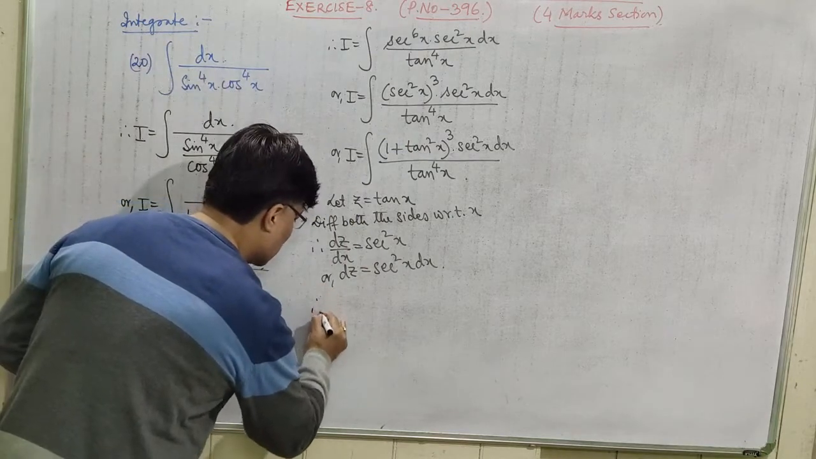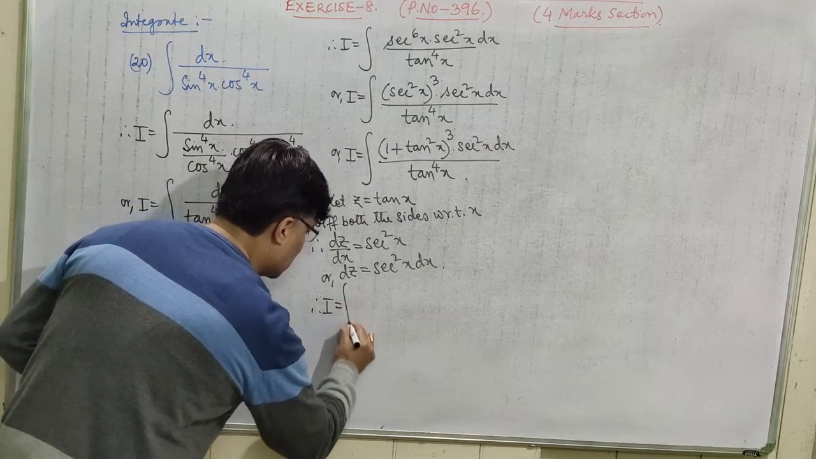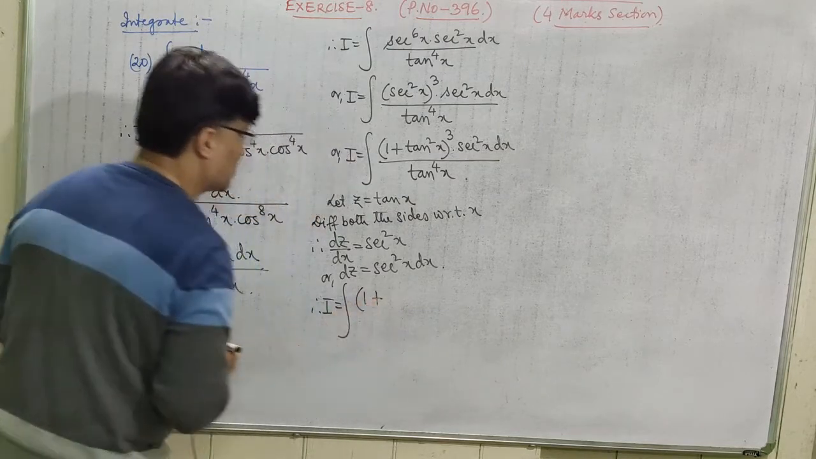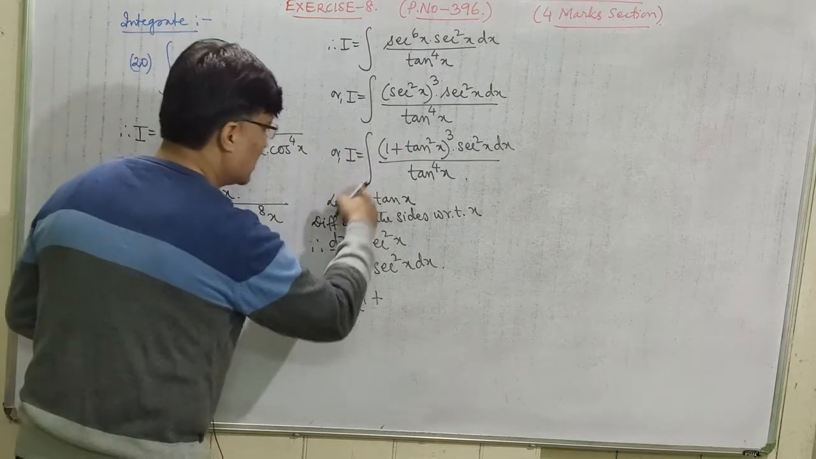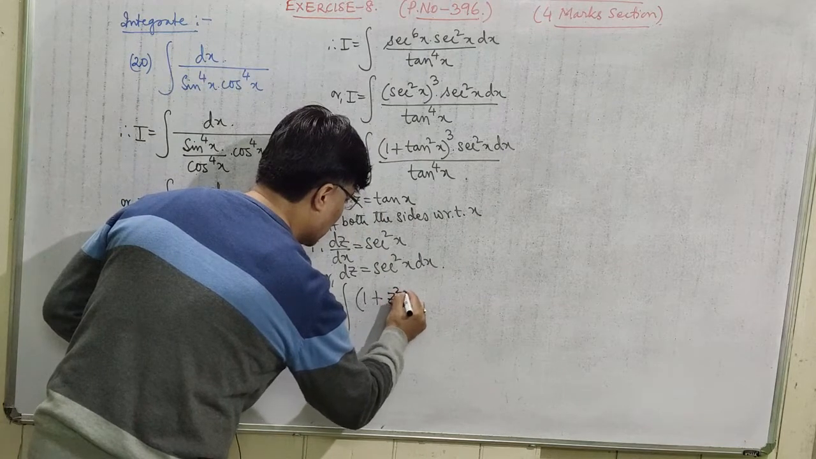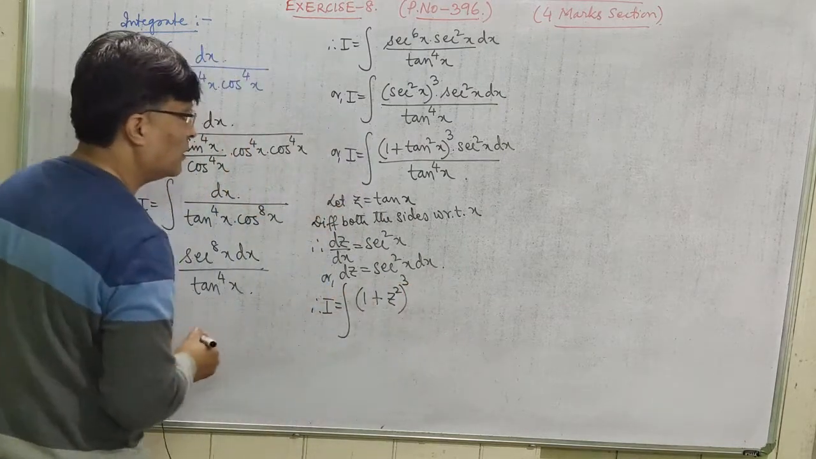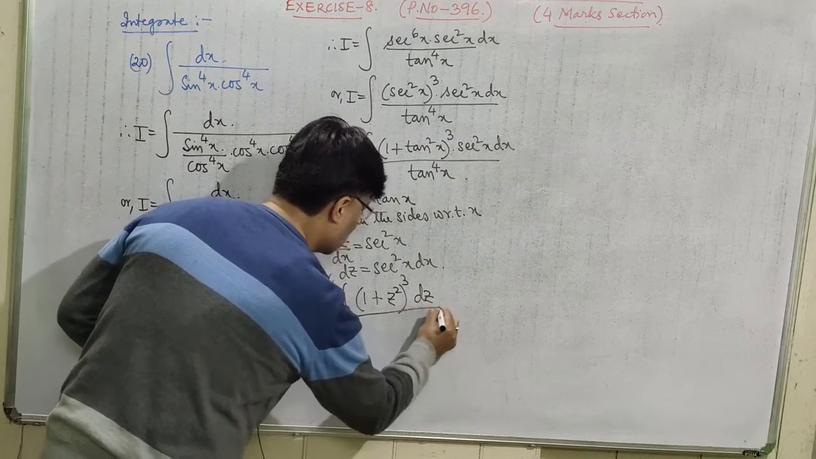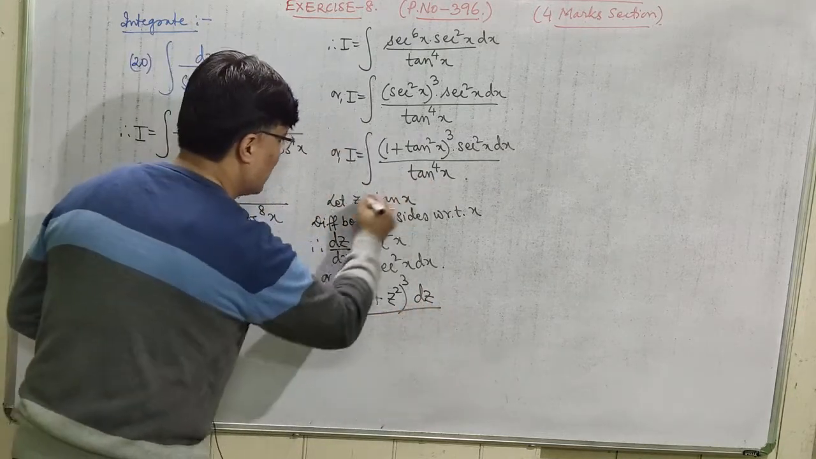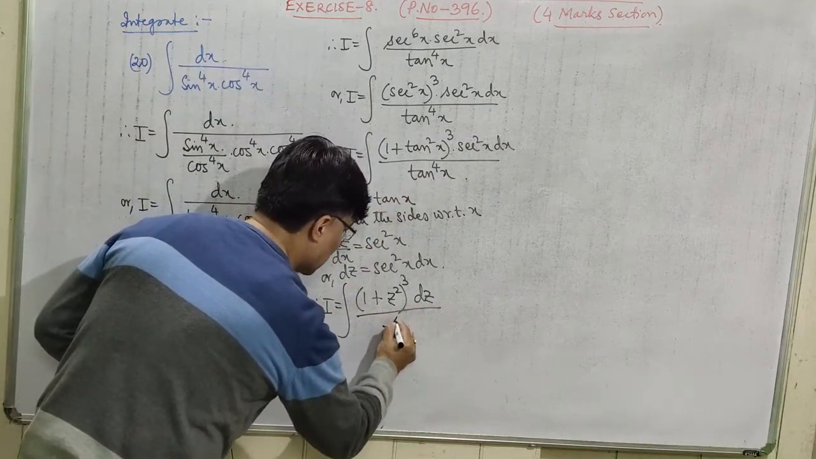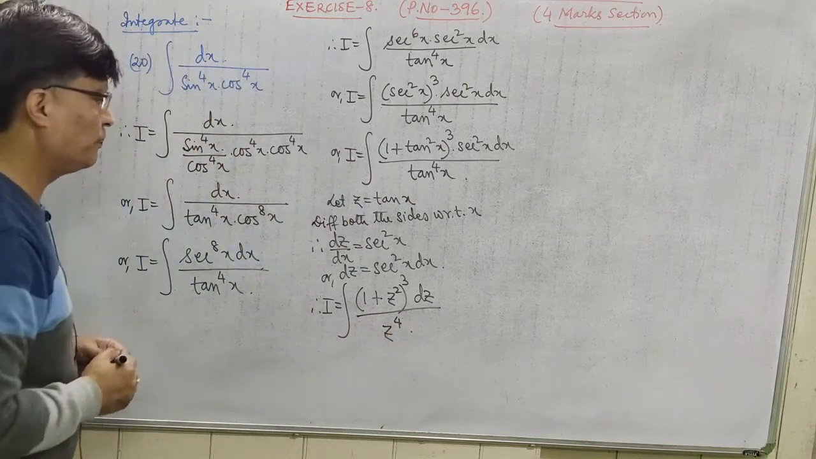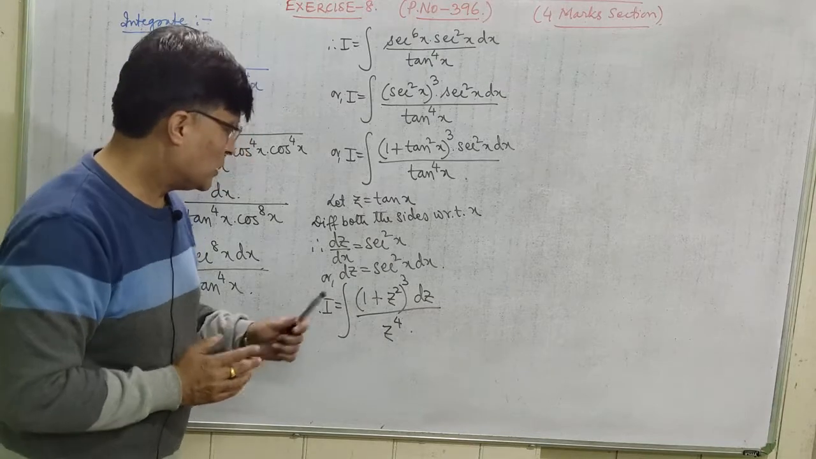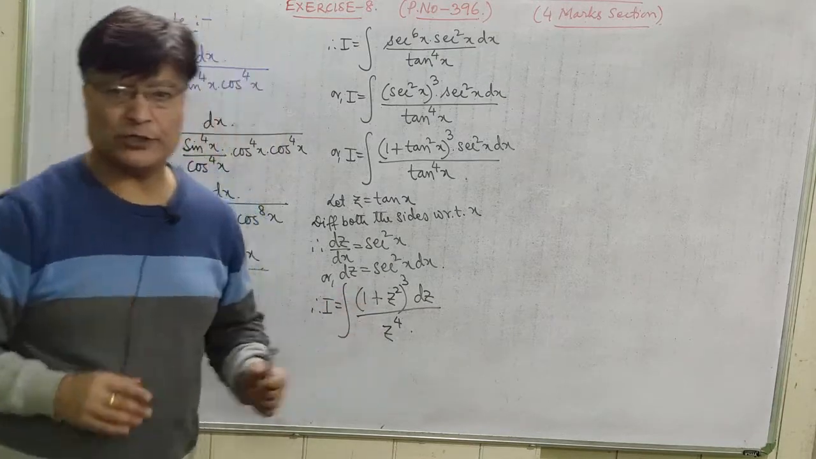So therefore what does I become now? I is equal to integration of within bracket 1 plus, now what is tan square x? z square. This is whole cube. What is sec square x dx? That is dz. So this whole divided by, what is tan to the power 4x? It is z to the power 4. Is that understood? So now you have to simplify this expression.